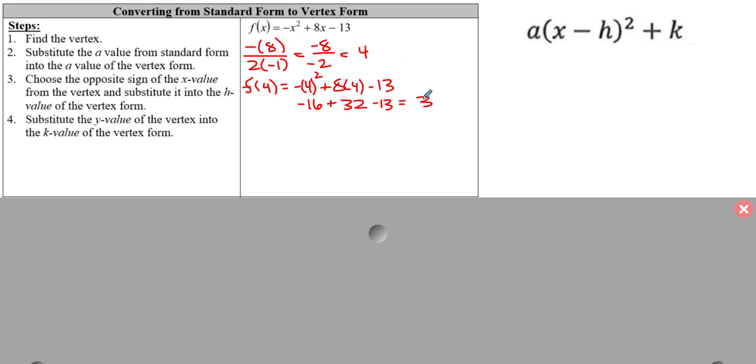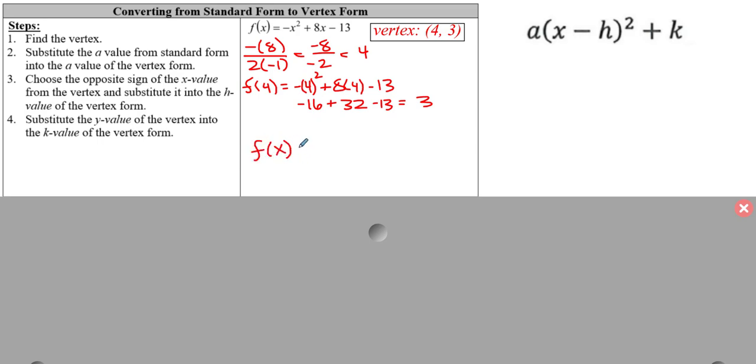So I got my vertex of 4 comma 3. Let's go ahead and write that down. All right, so we got the vertex written down, 4 comma 3. Now we're gonna do steps 2, 3, and 4, and it is simply just putting things in the place that they need to be. So remember, we are in function notation.